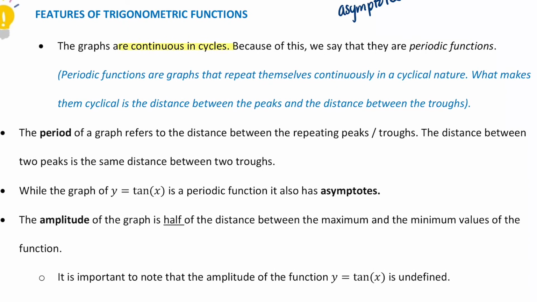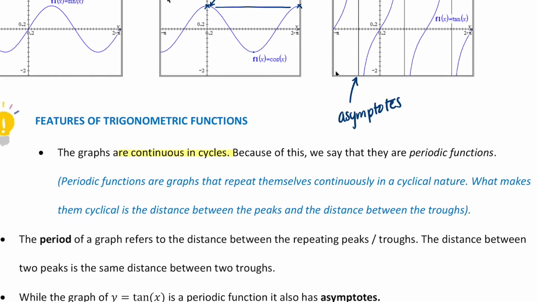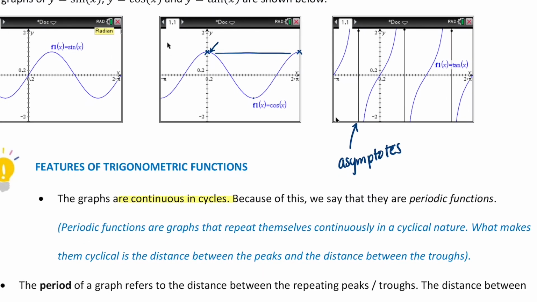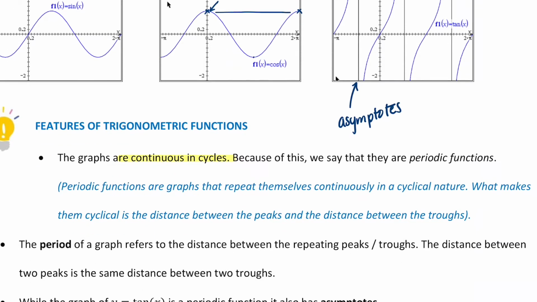While the graph of y equals tan of x is a periodic function, it also has asymptotes. So if we come back to the screenshots here, like I said before, the tan graph is quite different. It is periodic, however, it also has asymptotes, which is something the sine and cos graph don't actually have.